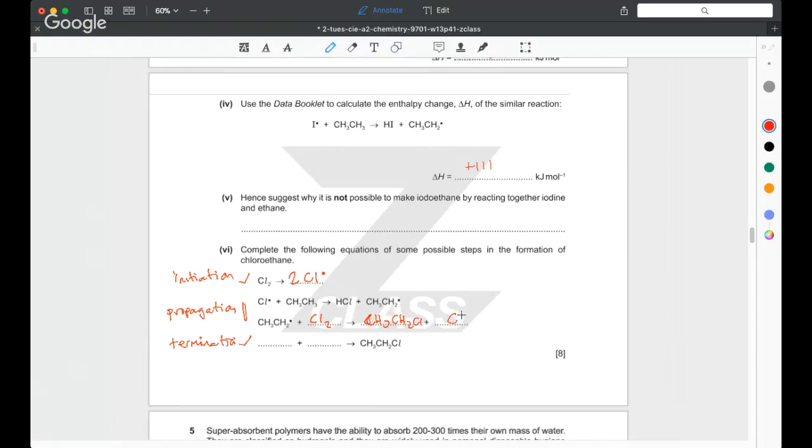And we've regenerated the radical. So you can see in these two steps here, we've got the desired product, but we started with a chlorine radical and we ended with a chlorine radical, and that's why it's called a propagation step.